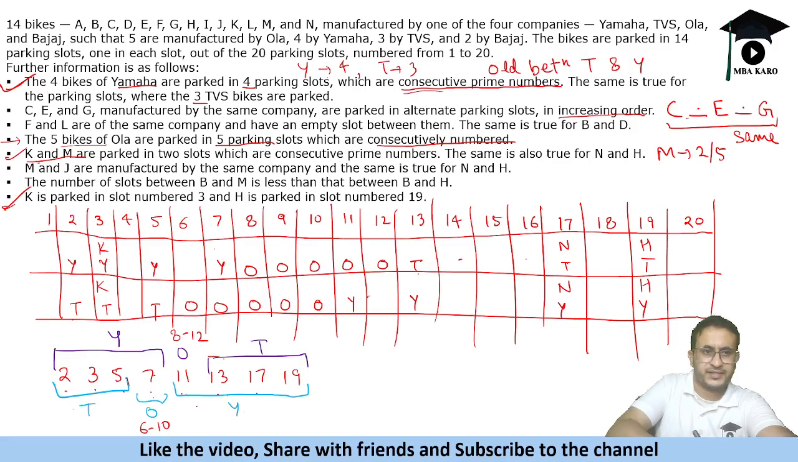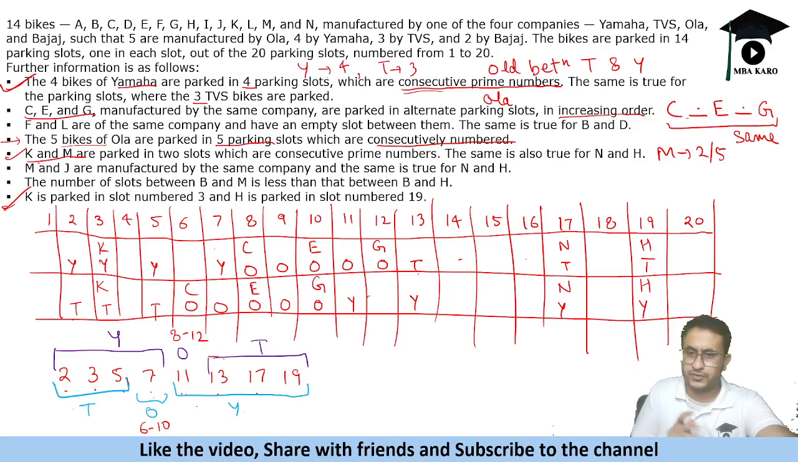So this means that these are Ola bikes. CEG are Ola. So now they are in increasing order. So CEG are Ola bikes, and here also we can put CEG as Ola bikes. So CEG we place. Okay, 3 of the Ola bikes are done.